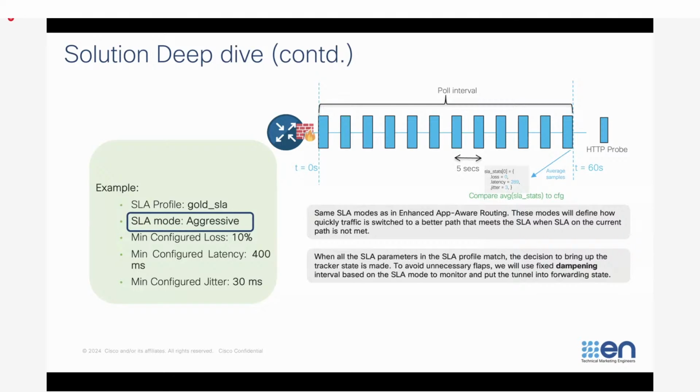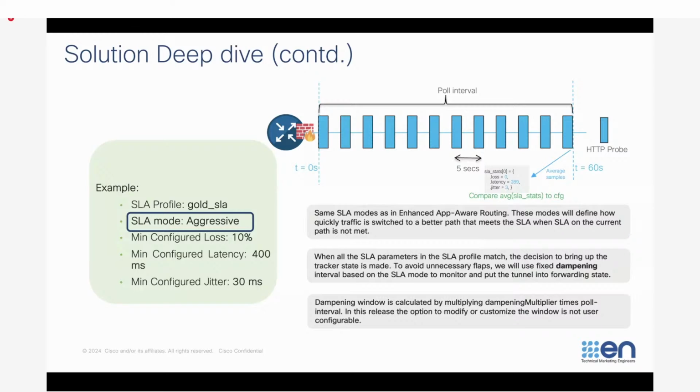Because that could be a constant flap, and we don't want to do constant flip flops. So what we do is we use a dampening interval, and with that dampening interval, we will decide what is the dampening window. So let's say the dampening window is 60 seconds. Over that dampening window of 60 seconds, we will monitor the tunnel for stability. And if we see that the tunnel is stable, that's when the tracker comes up and then the traffic is again forwarded out of that tunnel.